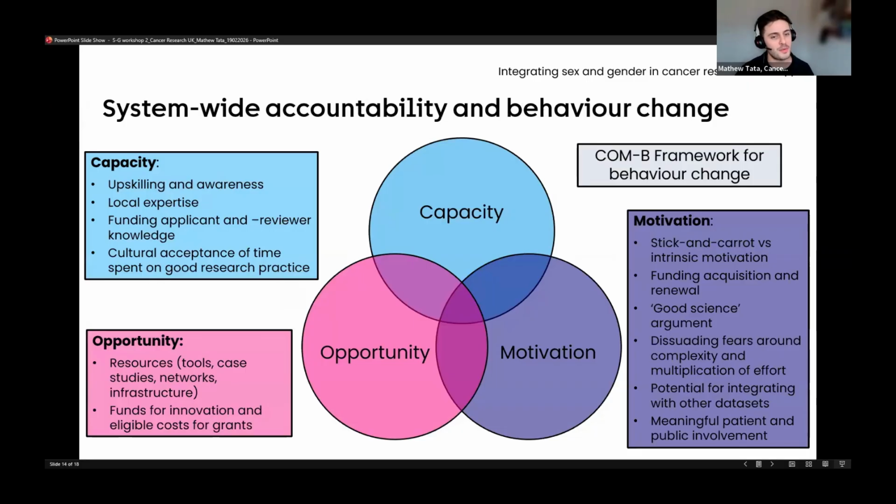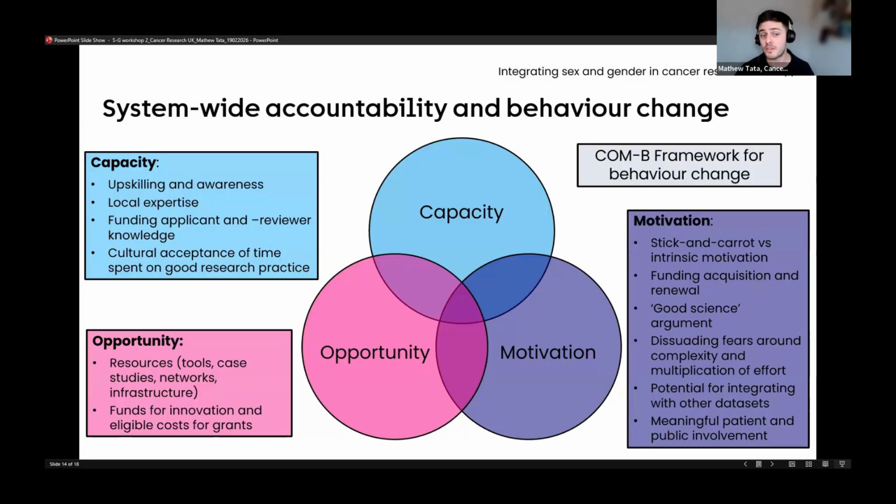So on this busy slide, I want to highlight that integrating sex and gender in cancer research requires systemic change. I know it's something that Ophira has been championing for many years now. And I've used the COM-B framework, which is typically used for behavior change, to illustrate what I think we need for a system overhaul. So to run through what COM stands for, it's about having capacity, opportunity, and motivation. If you have these 3 ingredients, you can have the recipe for promoting culture and behavior change. So in terms of capacity, we need upskilling and awareness, something that Carinna is going to speak about in a moment, as well as local expertise, so people that can actually point you in the right direction.